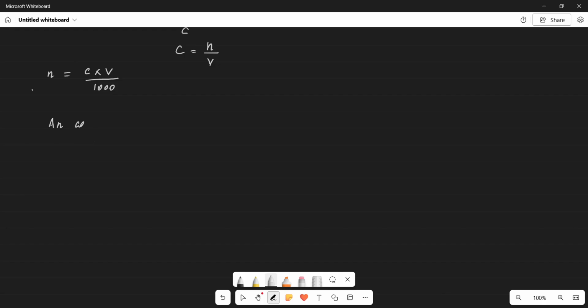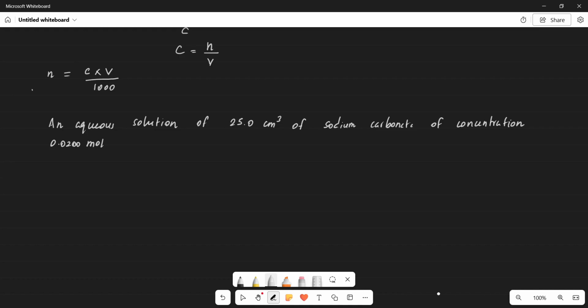An aqueous solution. Aqueous solution is the solution in which water is the solvent. 25.0 centimeter cube of sodium carbonate of concentration 0.0200 moles per decimeter cube is titrated with hydrochloric acid.